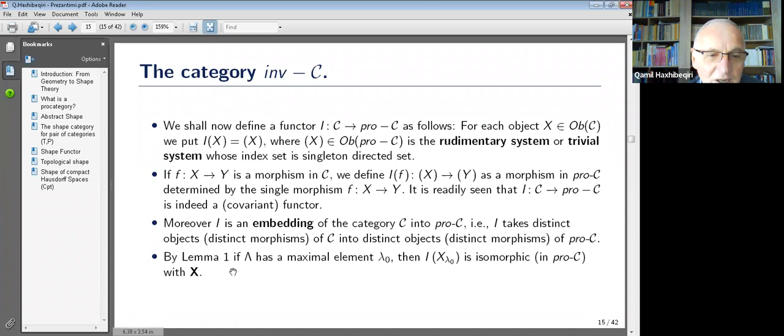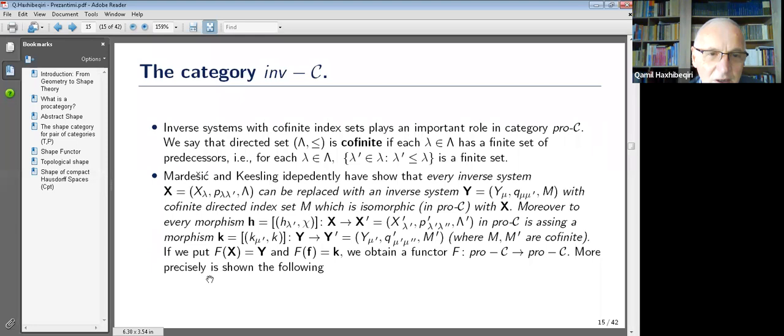By the lemma, if Λ has a maximal element λ₀, then the system X_λ is isomorphic in Pro-C with X_λ₀. Inverse systems with cofinite index sets play an important role in the category Pro-C. We say that a directed set Λ is cofinite if each λ in Λ has a finite set of predecessors. That is, for each λ, the set Λ' of elements which are less than or equal to λ, the set of predecessors of λ, is finite.